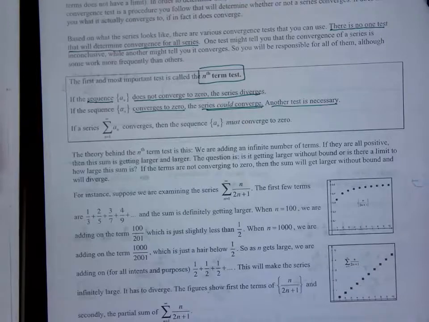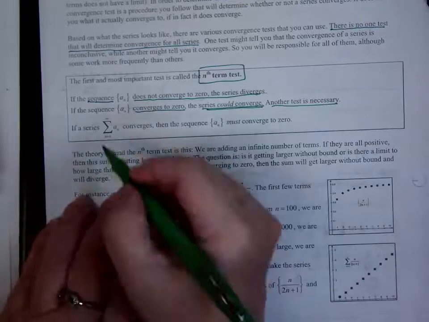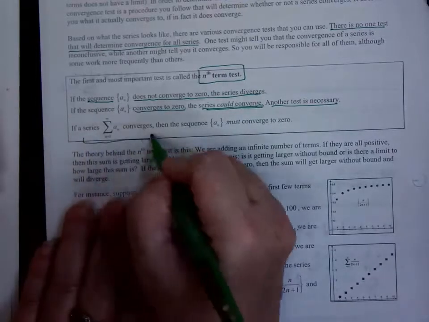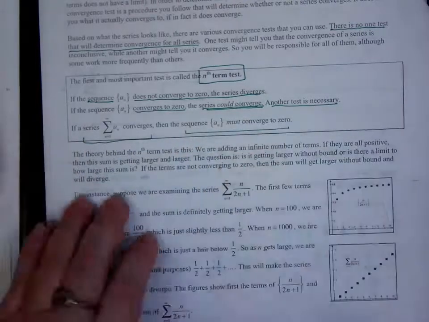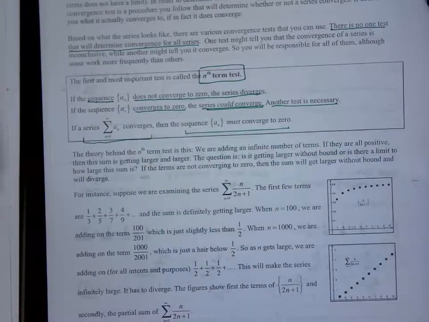Now, on the flip side of the coin, if the series converges, then the sequence will definitely converge to 0. So we're flipping it around. If the series converges, period, then the sequence will definitely converge to 0.